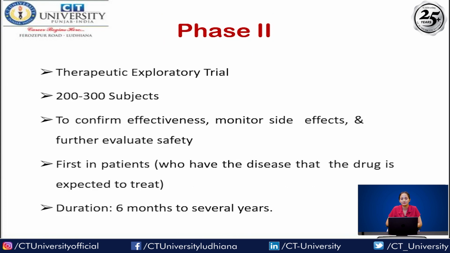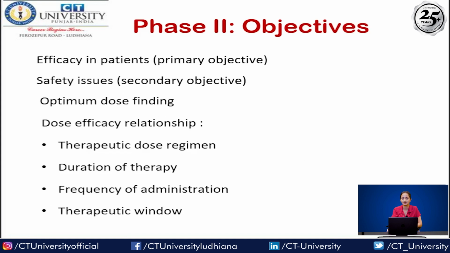Next is your phase 2, that is known as therapeutic exploratory trials. We have to go for 200 to 300 subjects to confirm effectiveness, to monitor side effects, and to further evaluate safety, first in patients who have the disease that the drug is intended for. In phase 2, we are taking patients suffering from a particular disease for which you are going for a new trial. The duration of this study is 6 months to several years.